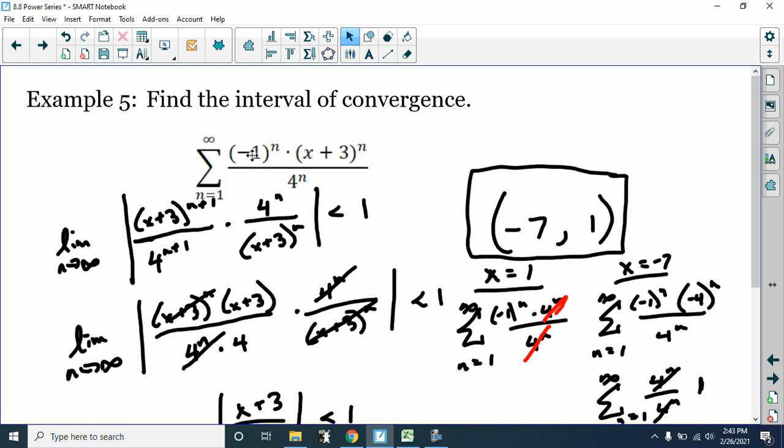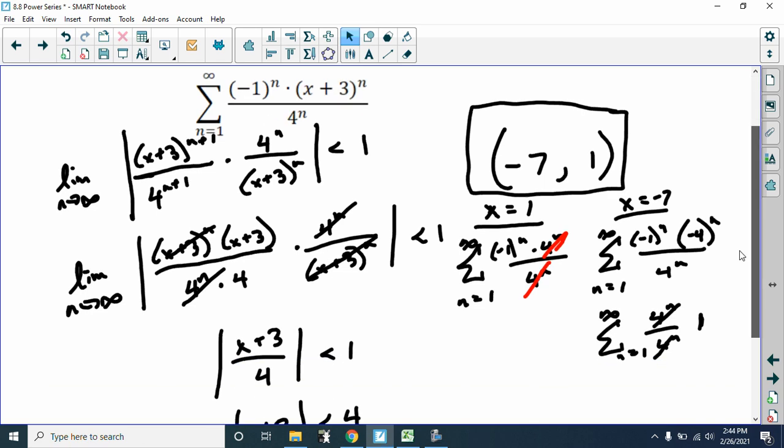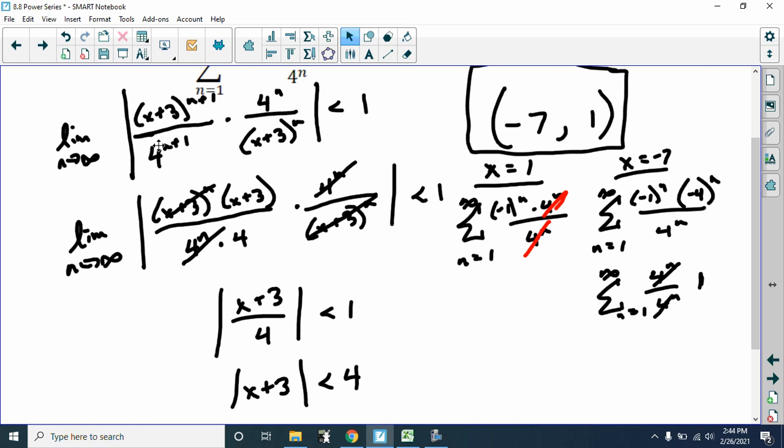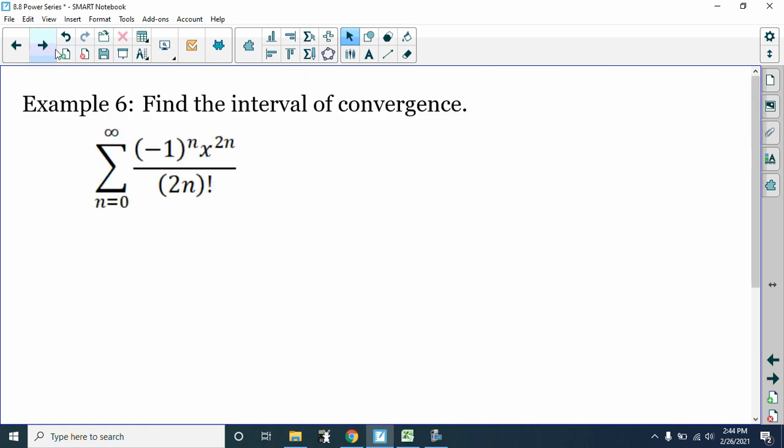So it's still absolute value, so that would go away. Notice you get x plus 3 divided by 4 is less than 1. So it gets you to this step a little bit faster. This one you cannot use the root test, though. You've got that factorial in there. Definitely the ratio test here.